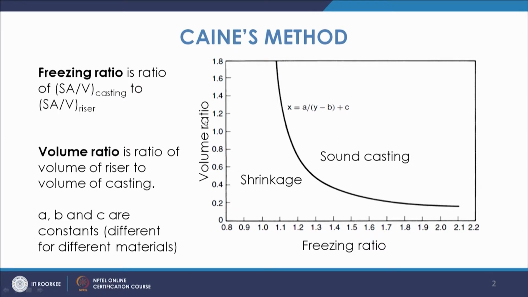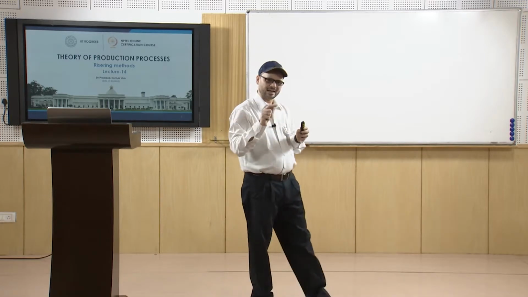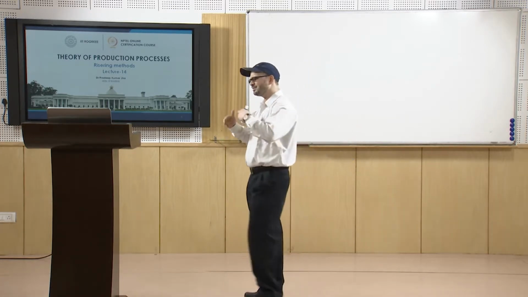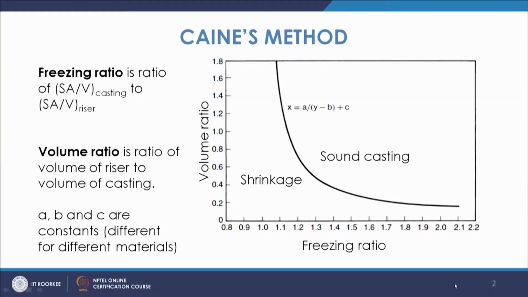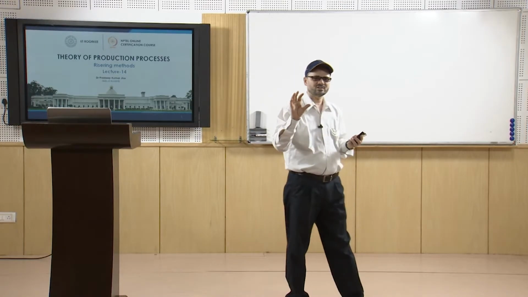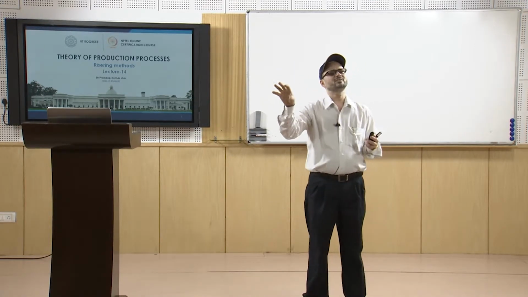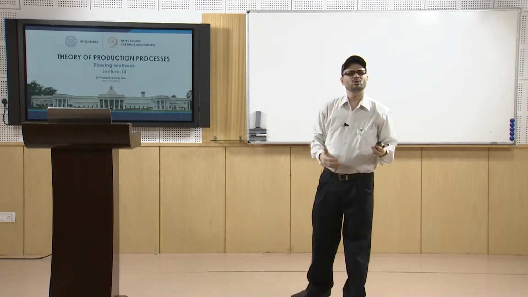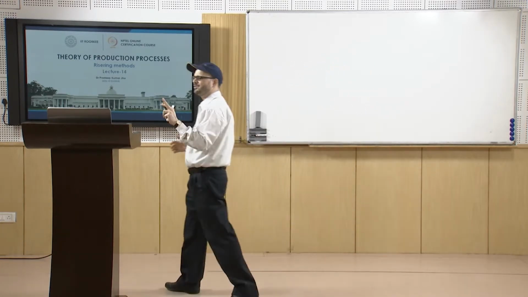that is, the ratio of the volume of riser to the volume of casting. So, once you have a casting, you have to calculate these freezing characteristic values, and this is SA by V of casting. You can get the surface area of the casting and the volume of the casting. That is known, so you will have SA by V of casting.